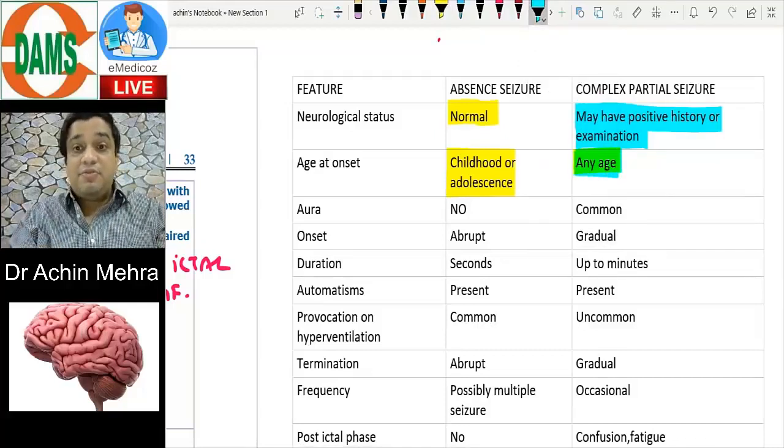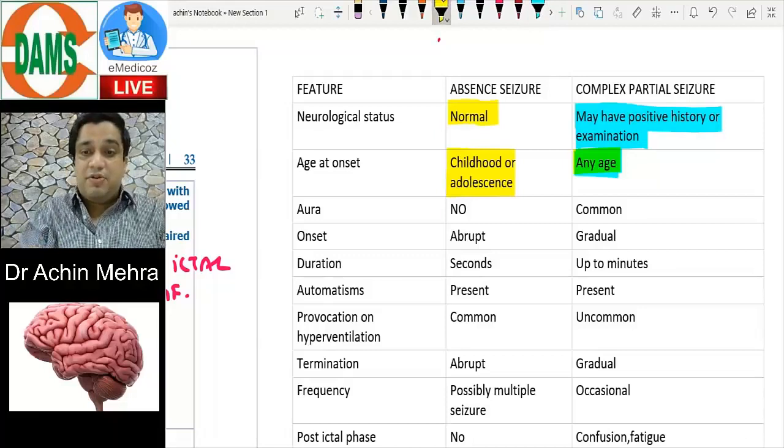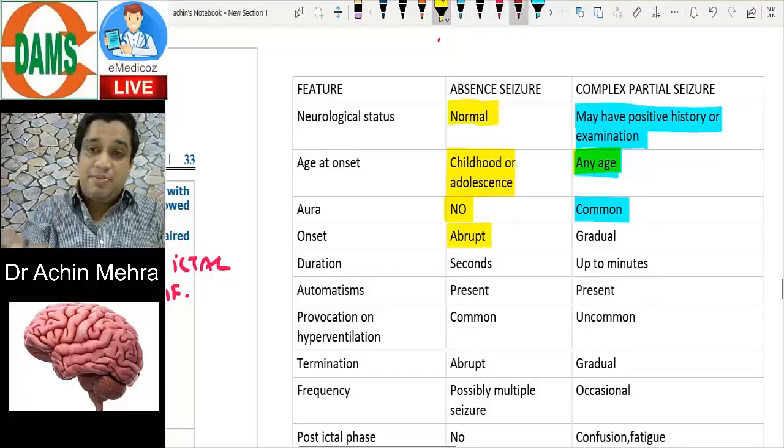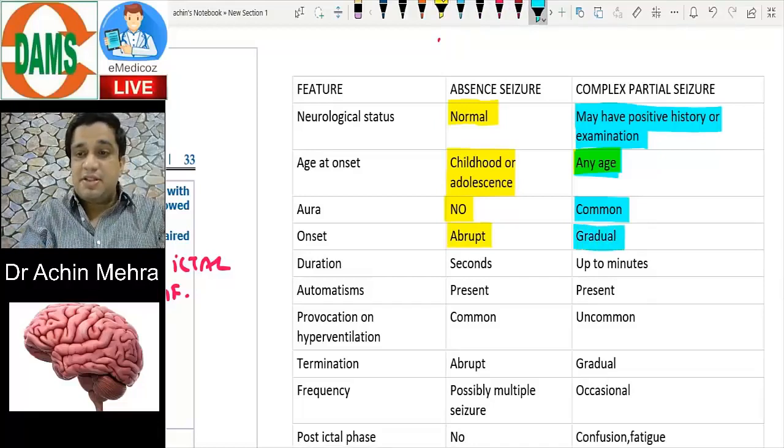Now aura, if you remember, is absent in a patient of absent seizure, while aura was something which is very common in a patient of focal seizure. The onset of loss of contact with the environment in patients of absent seizure is abrupt, while in patients of complex partial seizure it is seen to be gradual. It starts over minutes. Now the duration of loss of consciousness, if you remember, in absent seizure was in seconds, less than 30 seconds, while in complex partial or a focal seizure it can last up to minutes also.